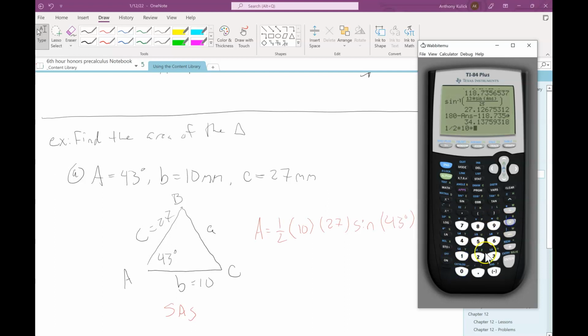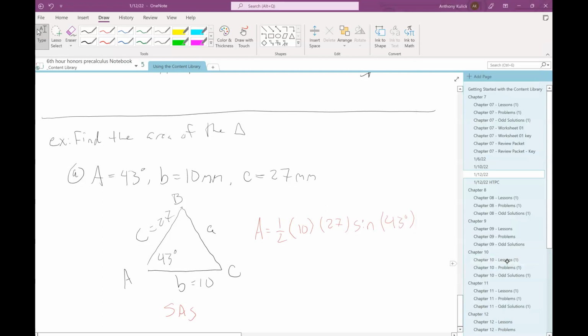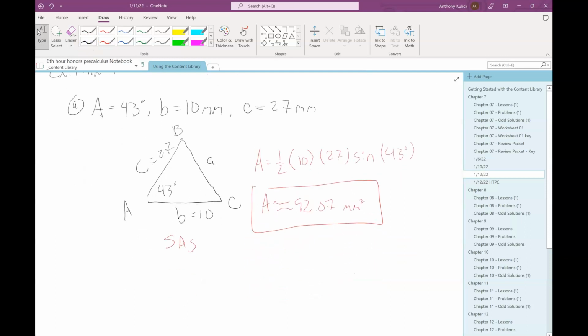Not much to do here. Are you kidding me, Mr. Kulik? That's so easy. Yeah. Is there any way it would be any harder? I mean, if you had to solve the triangle to get the pieces you needed, I guess, would be the only way I could make it any harder. So there's my area, 9207 millimeters squared. Mr. Kulik, I like it. I like it a lot.